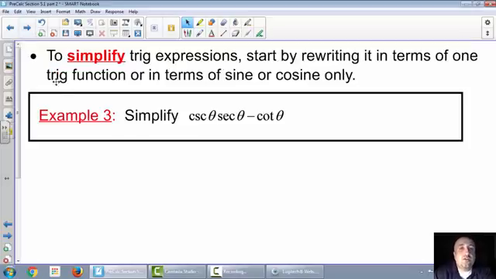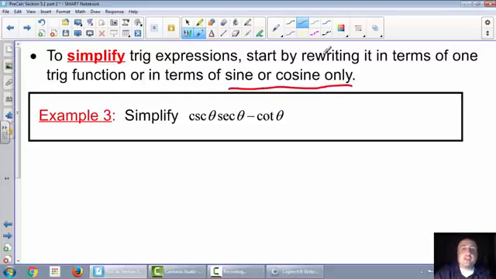Now let's go to 3 and 4. To simplify trig expressions, start by rewriting in terms of one trig function, or in terms of sine or cosine only. Typically, we want to try to turn everything into sine or cosine. So we're going to skip example 3 because this one's a little harder.